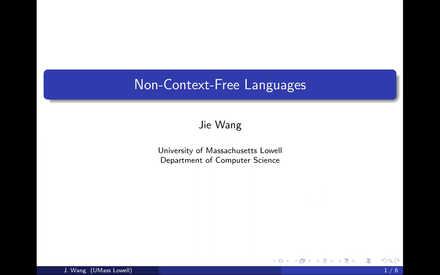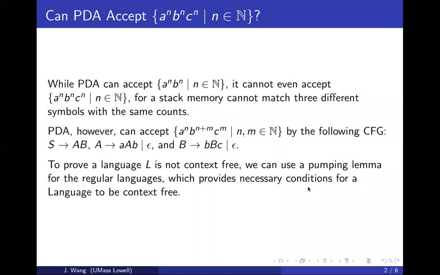So let's say you have a regular language, then you're going to have a DFA. And for any string that's long enough, say longer than the number of states, that means there will be at least 2 states here that are the same on this accepting path.